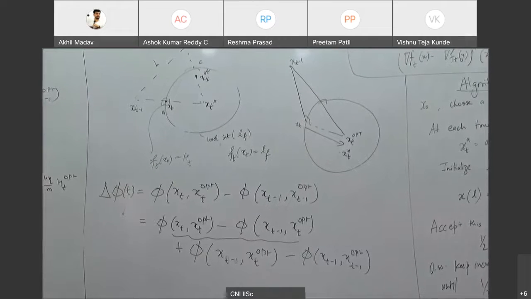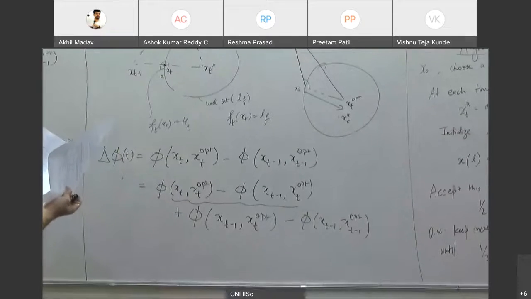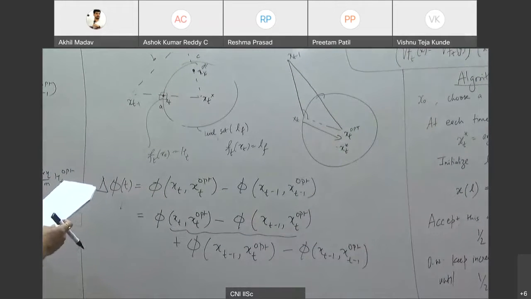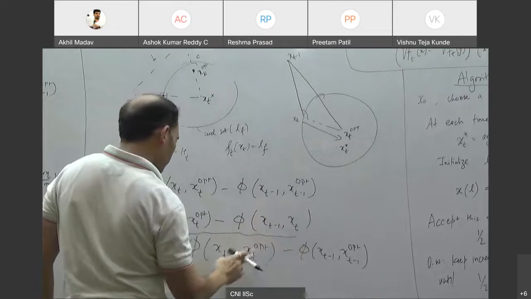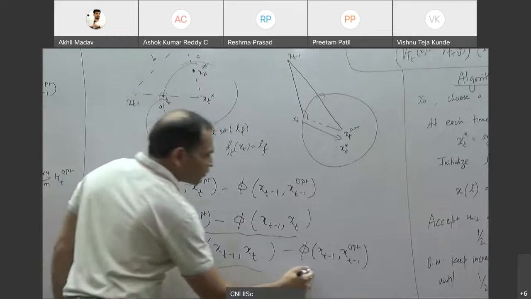What am I doing here? Why isn't this correct? It should really be x to just x. Must be a typo. So that's the one I can compare. So I can use this to write this is at most, and this is from lemma number 2.